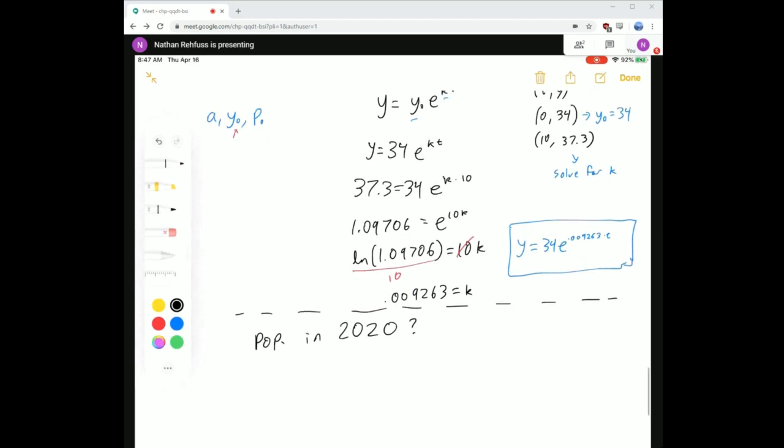Well, that is 20 years after the start of the experiment. So I will say y equals 34 e to the power of 0.009263 times 20. I will pop that into my calculator. 34 e to the power of 0.009263 times 20 turns out to be 40.9. So 40,900,000 people.